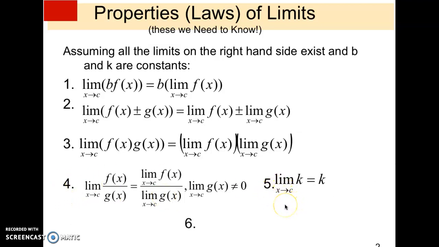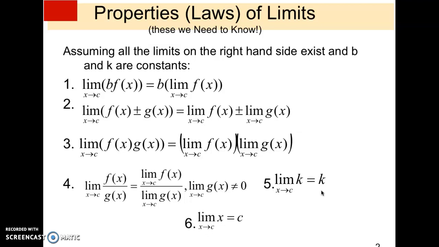Rule number five is, again, kind of intuitive if you think of k as some constant. If I'm taking the limit as x approaches some number c of a constant function, and remember a constant function is just a horizontal line, that means no matter what x value I pick, the output of the function is always going to be that number k. So the limit will always equal k.